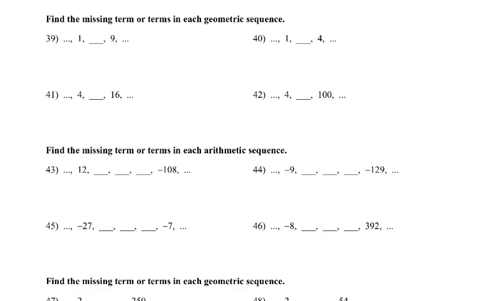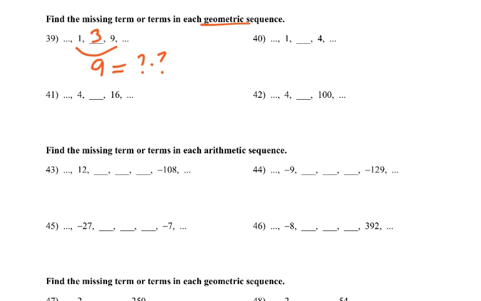Okay, now geometric, what are we multiplying by? So 1 to 9, I'd multiply by 9. Well, 9 is what times what that's the same? It would be 3, right? So I'd be times them by 3 each time.